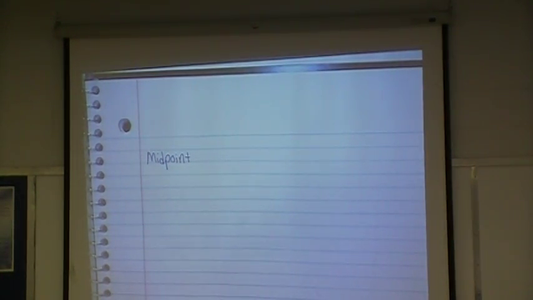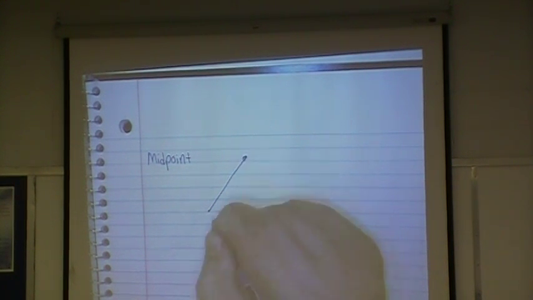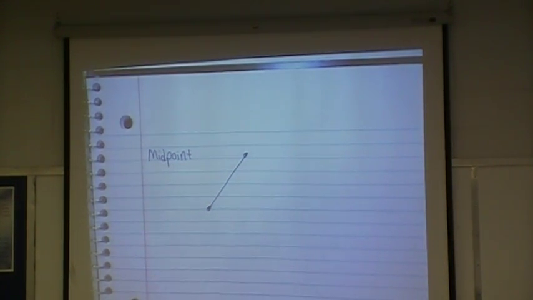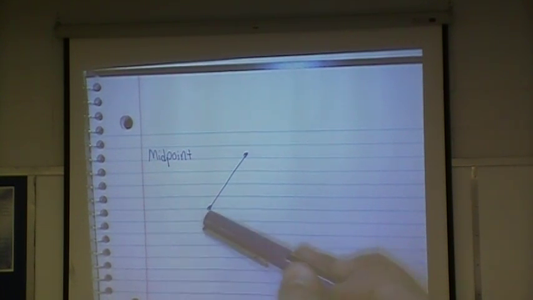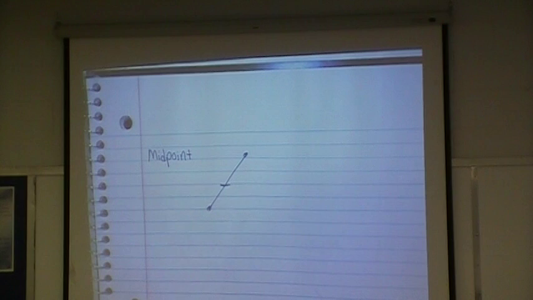Midpoint. What does midpoint sound like? Middle. Let's say I had a line segment here. The distance would be from this point to this point, the entire line. The midpoint comes in the middle, halfway. Sometimes with word problems you see things that say halfway, kind of in between, halfway.